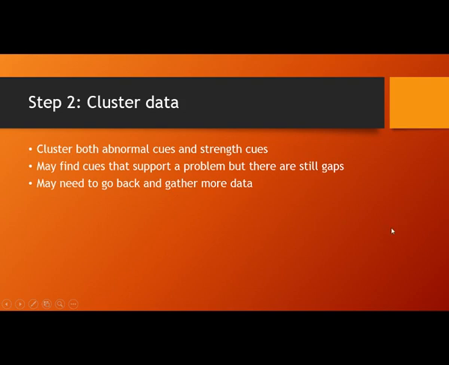So then step two is clustering the data. You're going to look at what seems to be related, and this can be a little bit tricky because not everything that seems to be related is, and there might be some things that are actually related that don't look like it at first. Cluster both the abnormal cues and also the strength cues, so you want to cluster both.